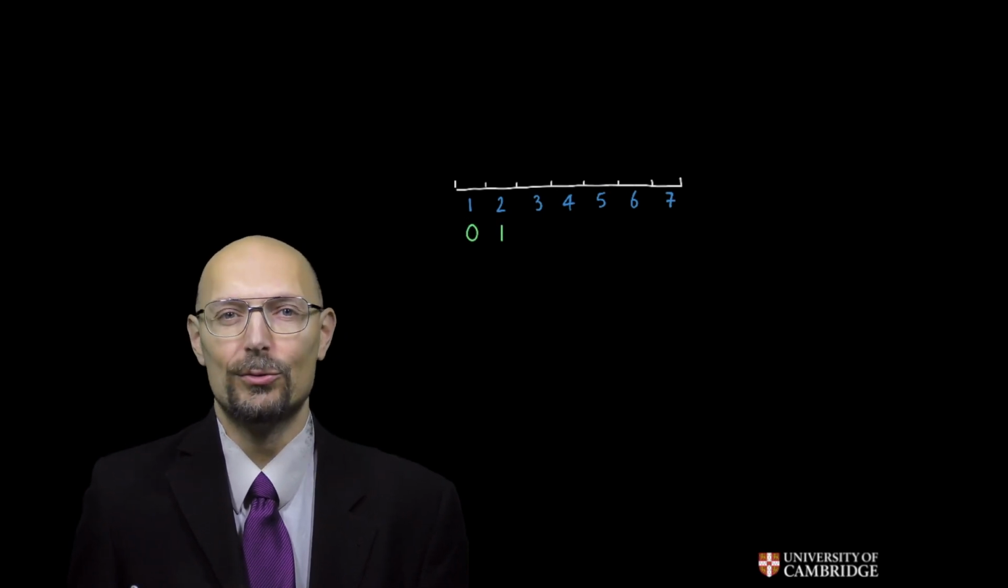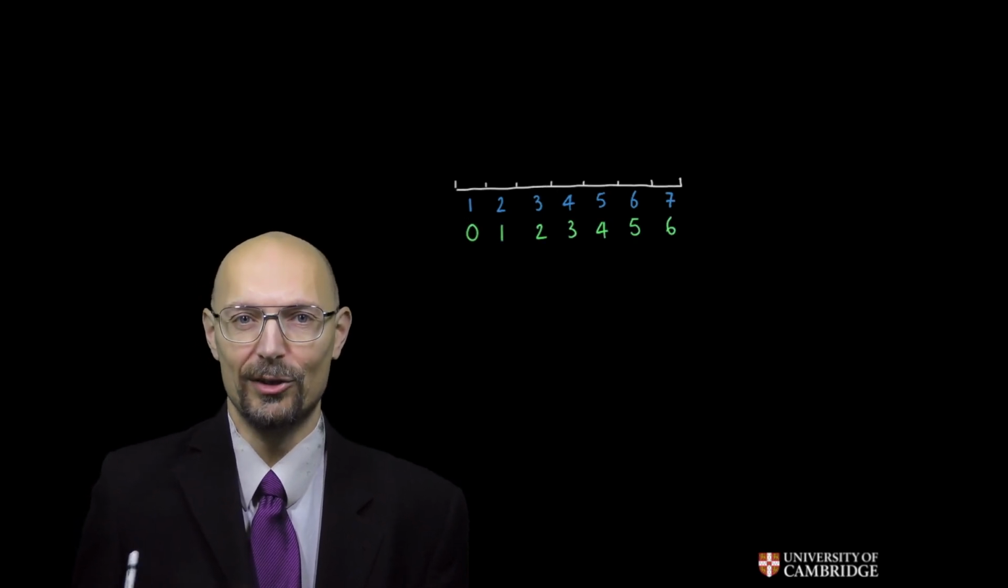I need an array of cells to hold the things that I am sorting. Each position is numbered. Ordinary people start counting from 1, like this in blue. 1, 2, 3, 4, 5, 6, 7. But computer scientists use the natural numbers, and so start counting from 0, like this in green. 0, 1, 2, 3, 4, 5, 6.